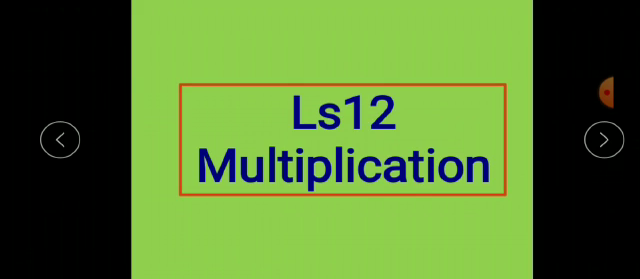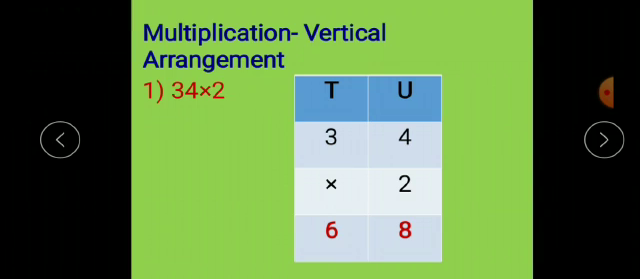Children, today also we will continue lesson number 12, multiplication. We have already seen how to solve multiplication problems using the lattice method. Now today we will see multiplication by vertical arrangement. Vertical arrangement means this standing arrangement. This is called vertical arrangement. So let's see the first example, 34 multiplied by 2.